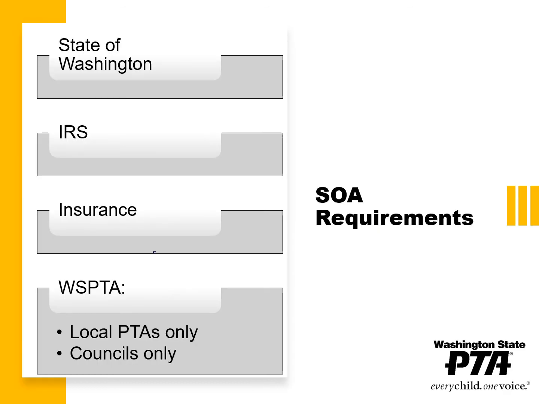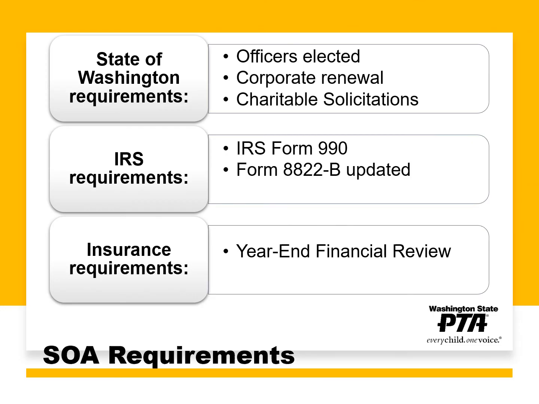We're going to walk through the requirements of the SOA. There are a few changes for 2020 that we'll talk about as we go. There are 14 requirements for local PTAs and 14 requirements for councils. Many of these requirements come from the state of Washington, the IRS, and insurance, and they apply to all nonprofits, not just PTAs. The state of Washington has 3 requirements for local PTAs and councils.